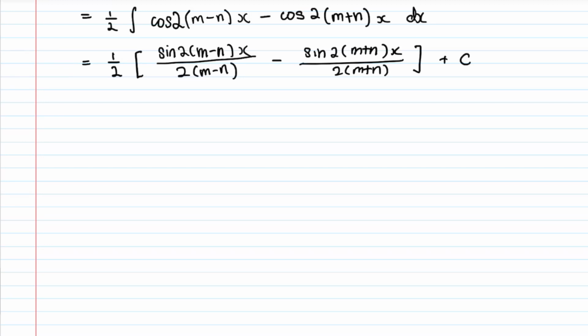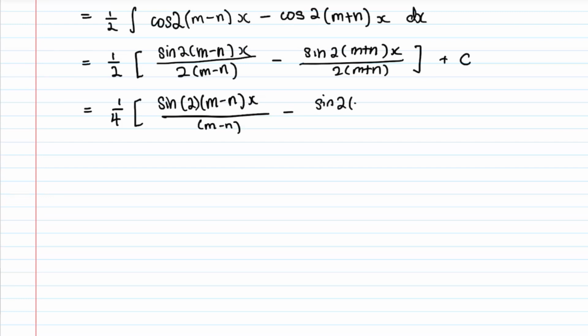Once this is done, you can just take out the 2 to simplify again. So you get, sorry, not half, you get 1/4 times sine 2 times m minus n x over m minus n, minus sine 2 times m plus n x over m plus n, plus c, and this should be our final answer. Done. So it's actually quite a simple part, part 1.